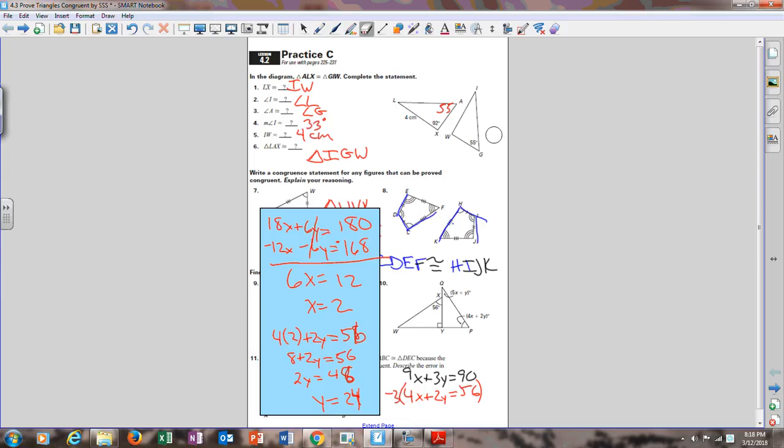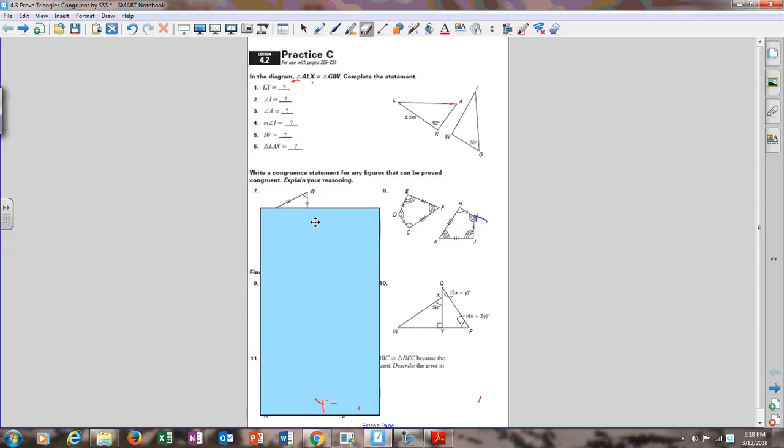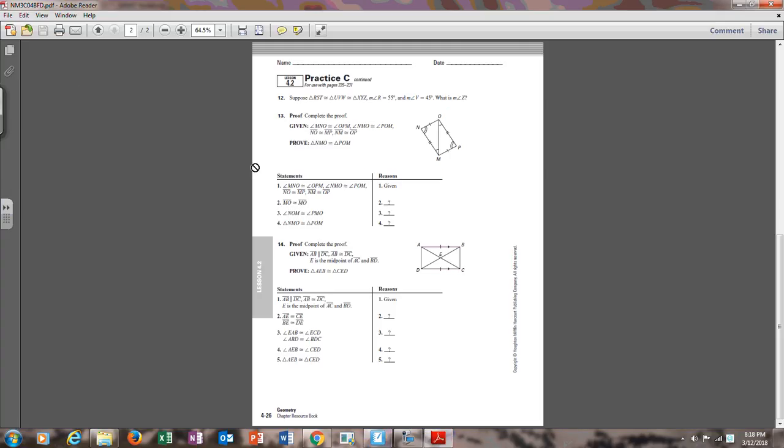So that is number 10. Oops. Things went south here.